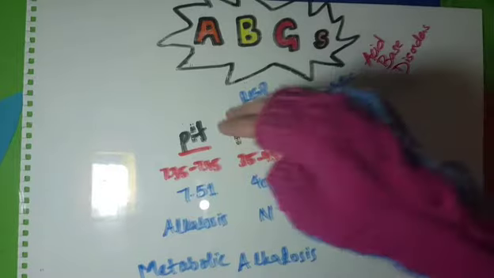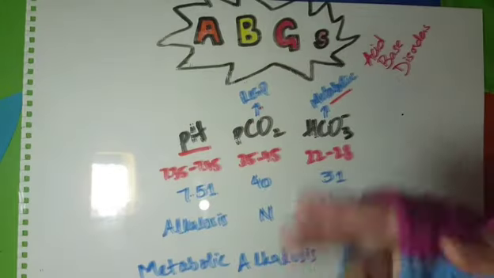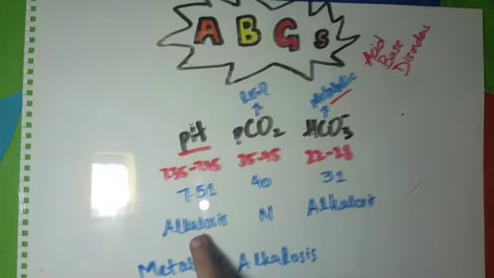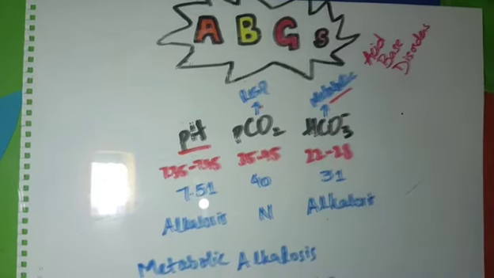So basically you have to see the pH first, and you write alkalosis or acidosis, and then you see whether this matches with this one or this matches with this one, and you write either respiratory or metabolic, and then you see the counterpart and tell whether it's compensated or not.